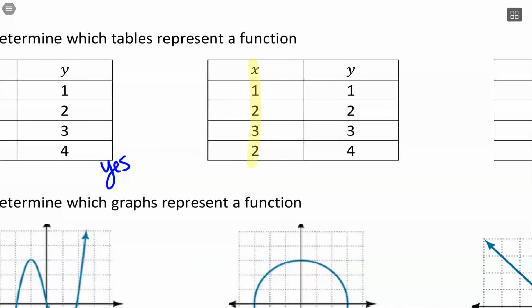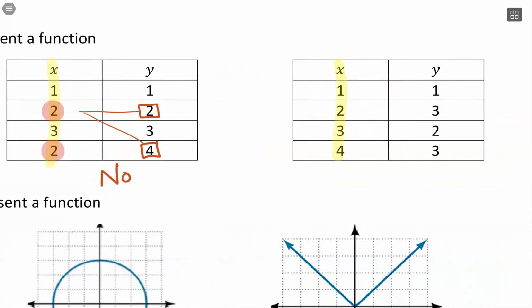In my second case here, I can see I have x equals 2 show up twice. And in one case, if we plug in 2, we get +2. If we plug in 2, we get +4. So that's where for a single input, we're getting two different outputs. And that's going to be a no. That is not a function.